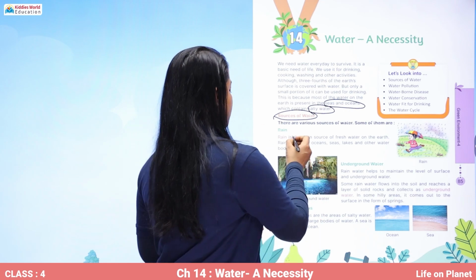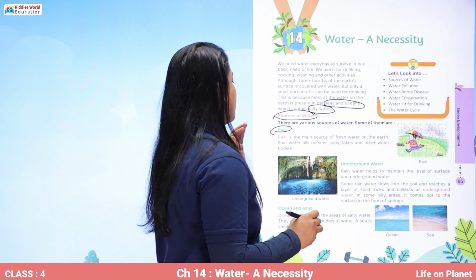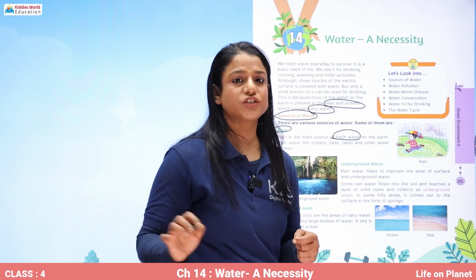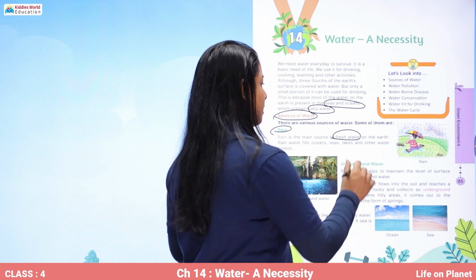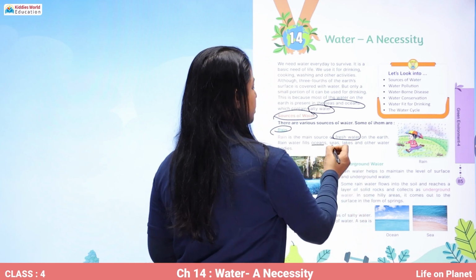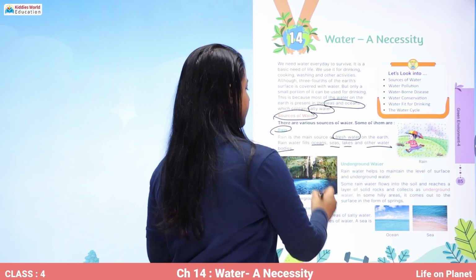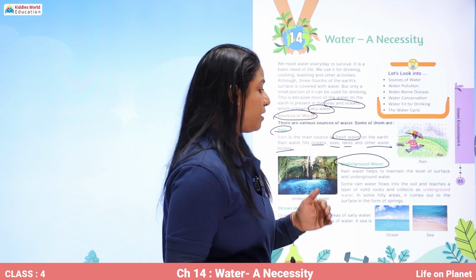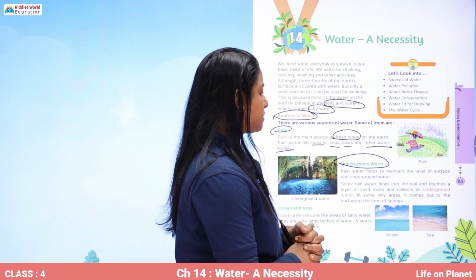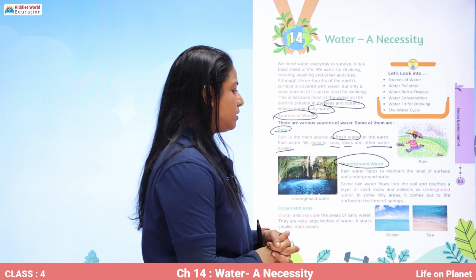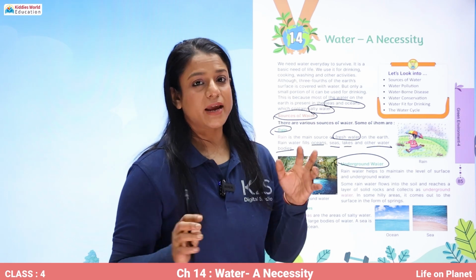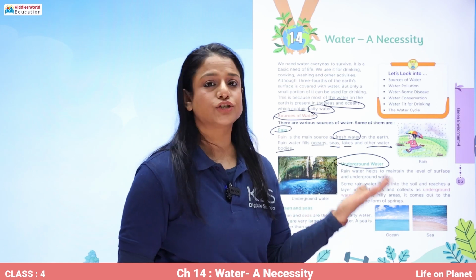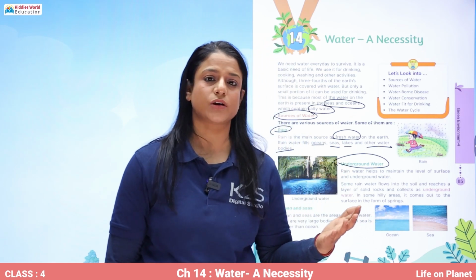Some of them are, first is rain. Rain is the main source of fresh water. So fresh water is that water which can be used for drinking. Rainwater fills oceans, seas, lakes, and other water bodies. Now, underground water. Rainwater helps to maintain the level of surface and underground water. So, when rain comes, it fills the water which we can see, like oceans, seas, lakes, ponds, etc.